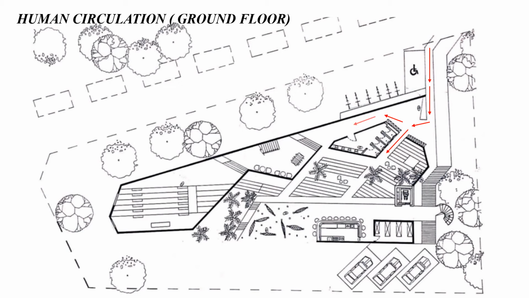So if the user goes down, it will connect to the toilet. If the user goes down again, it will connect to a workspace or an activity area space. The users can do their work there. And then it will connect to the auditorium.